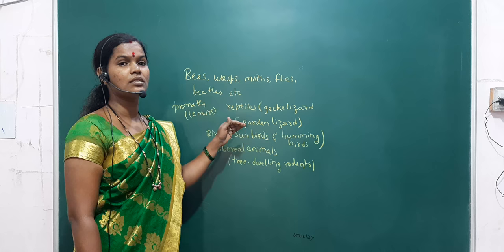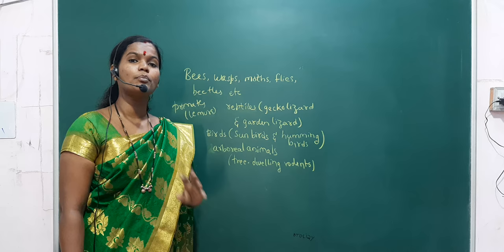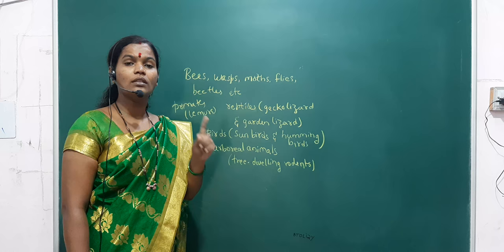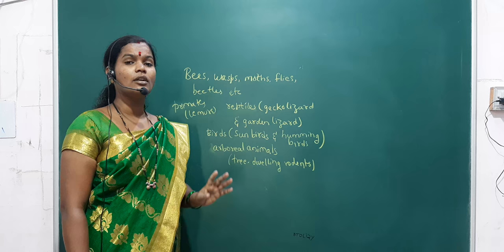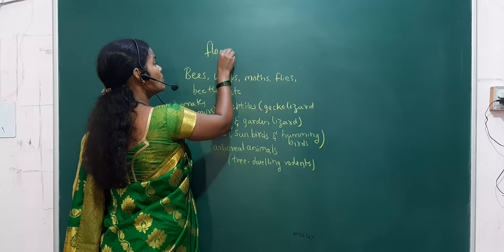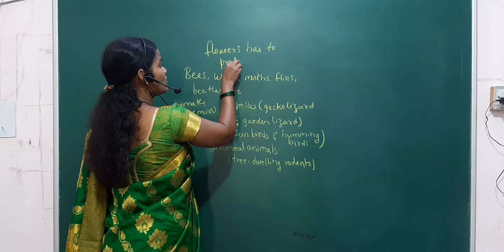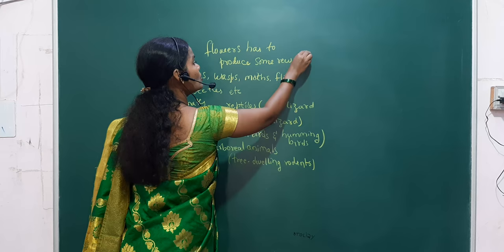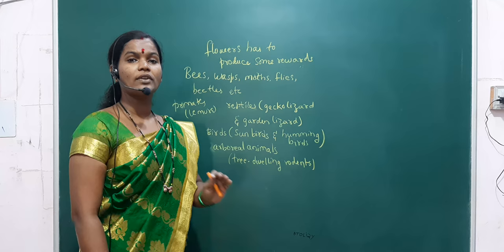If the animals are attracted by the flowers, then only there is a possibility of pollination. Now students, what will the flowers do to attract the animals? Flowers have to produce some rewards to attract the animals.